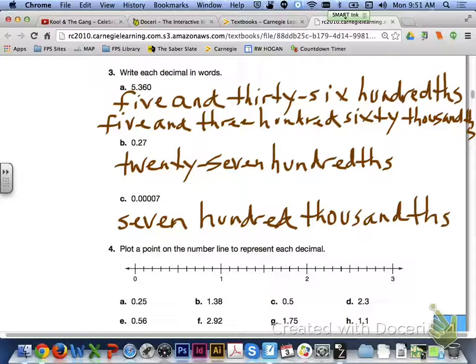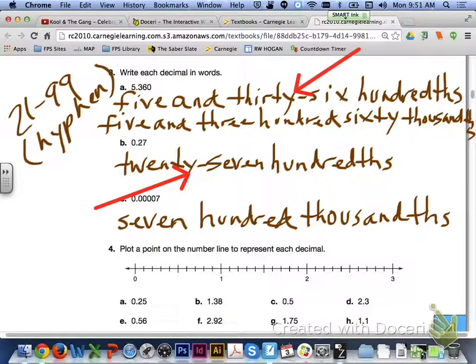If we take a look at letter A, I'm actually going to accept 2 answers for letter A. You could have 5 and 36 hundredths, or you could also have written down 5 and 360 thousandths. For letter B, you should have 27 hundredths, and for letter C, you should have 700 thousandths.